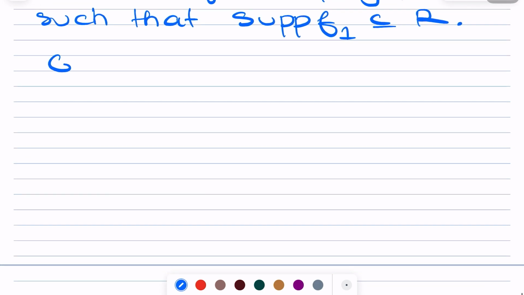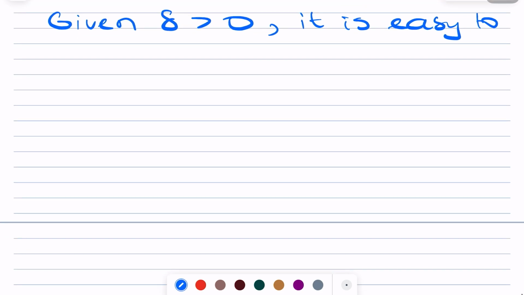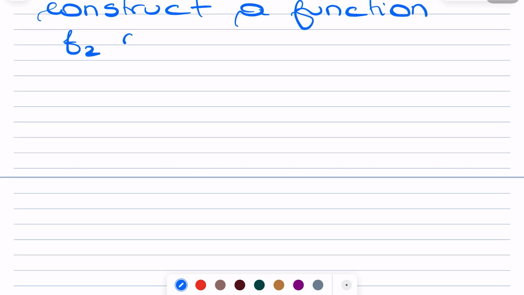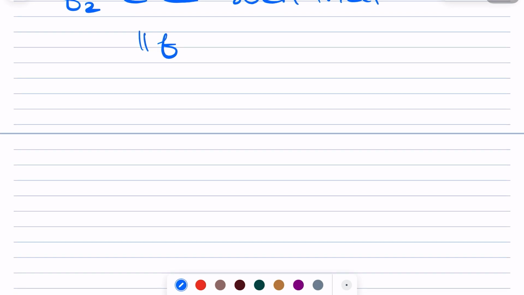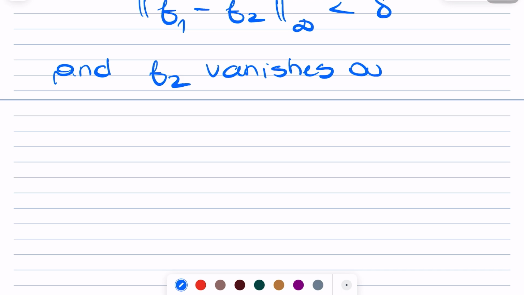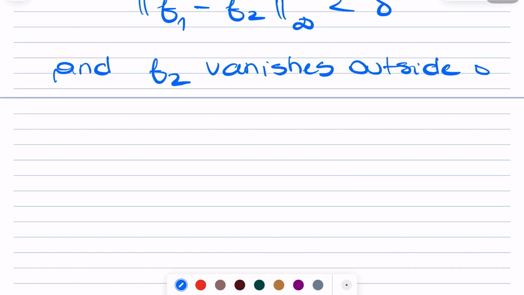Now given delta positive, it is actually easy to construct a function, say f2, in epsilon, such that the norm of f1 minus f2, the infinity norm, of course, is strictly less than delta, and f2 vanishes outside of R.